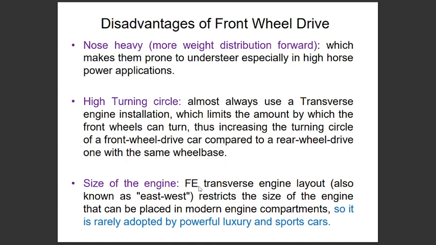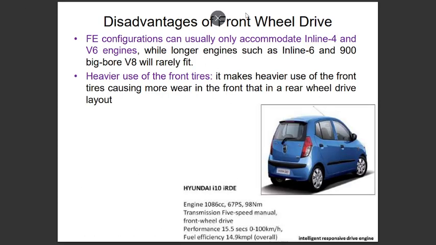Next, size of engine. A transverse engine layout, also known as east-west, restricts the size of the engine that can be placed in modern engine compartments, so it is rarely adopted by powerful luxury and sports cars. The configuration can usually only accommodate inline 4 and V6 engines, while longer engines are not possible. It also makes heavier use of the front tires, causing more wear in the front than in a rear wheel drive layout.